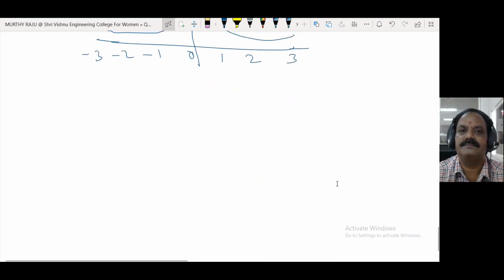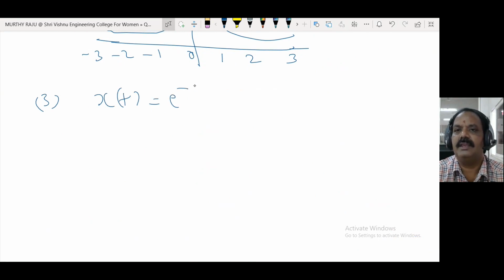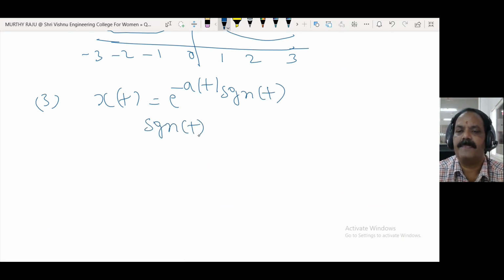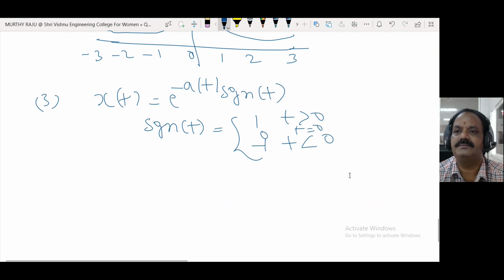Next, the third one is x of t is equal to e power minus a mod t signum function of t. According to the signum function of t, the value of the signum function is 1 for t greater than 0, minus 1 for t less than 0, and at t equal to 0 it is 0.